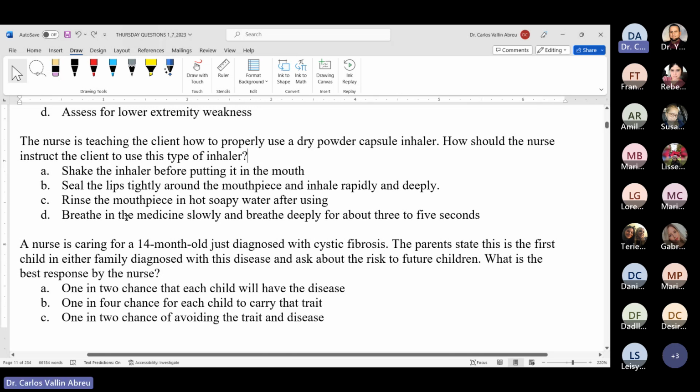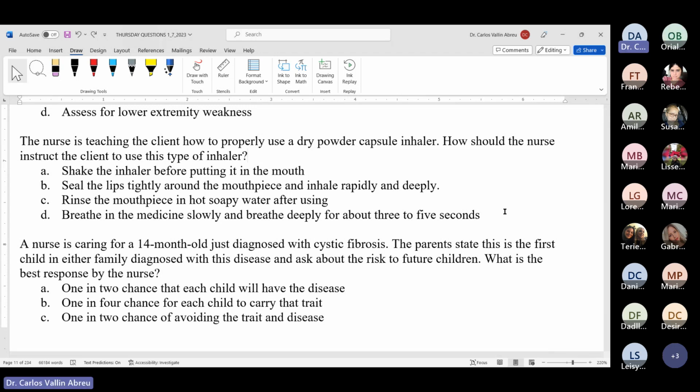Breathe in the medicine slowly and breathe deeply for about 3 to 5 seconds. What do you think? D. B as in boy.